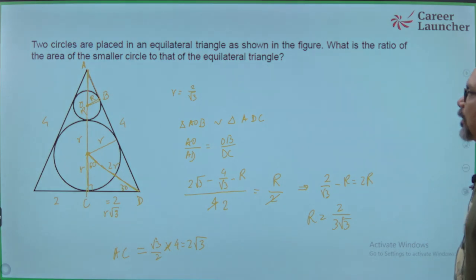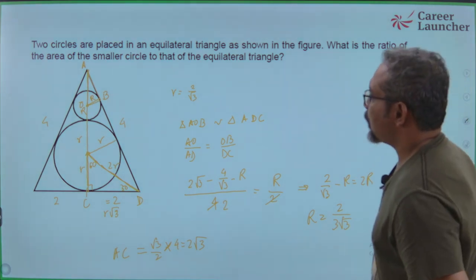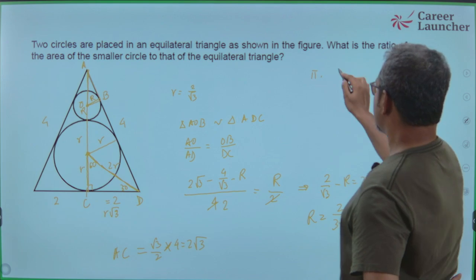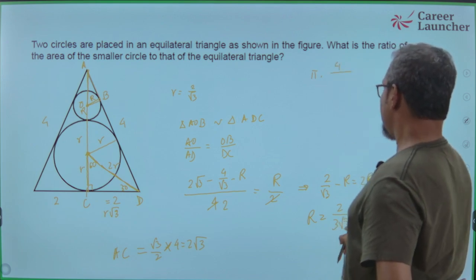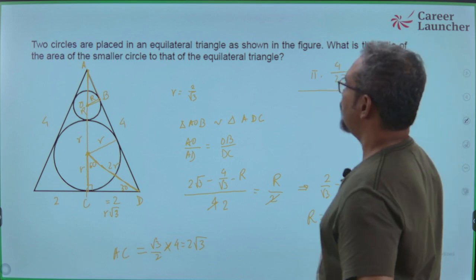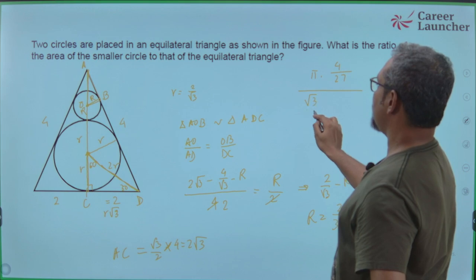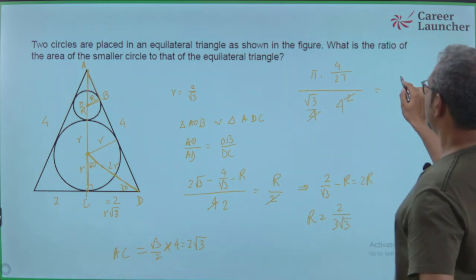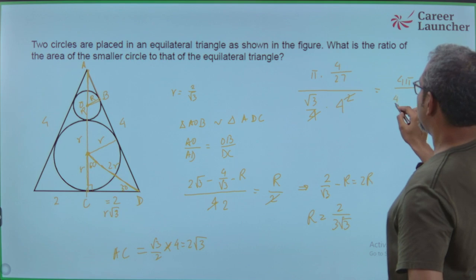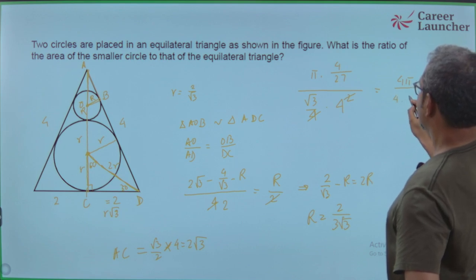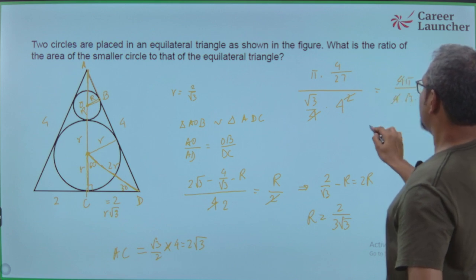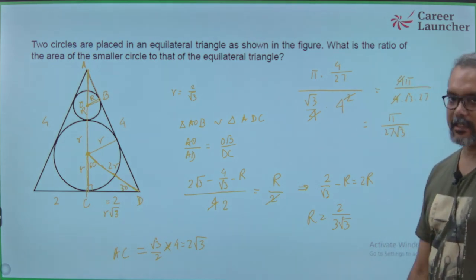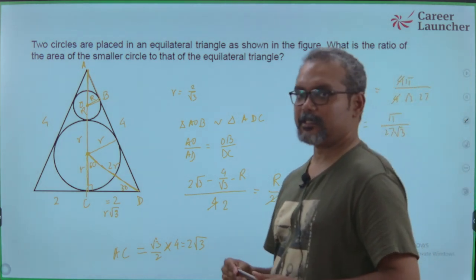So we have the capital R, the radius of the smaller circle. Now the question is the area of the smaller circle, so that is pi times the square of this, which is 4 by 9 times 3, 27, divided by the area of the equilateral triangle, which is root 3 by 4 times 4 squared. So this would be 4 pi divided by 4 times root 3 times 27. So it is pi divided by 27 root 3, and we can plug in the values and do an exact calculation. So this is how this question can be solved.